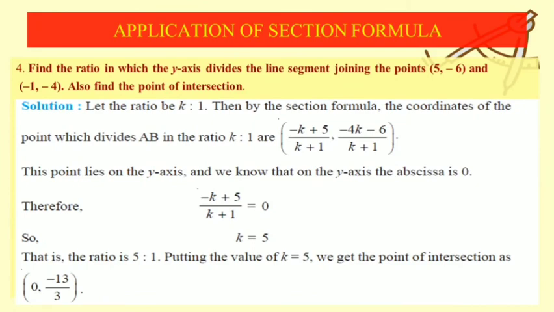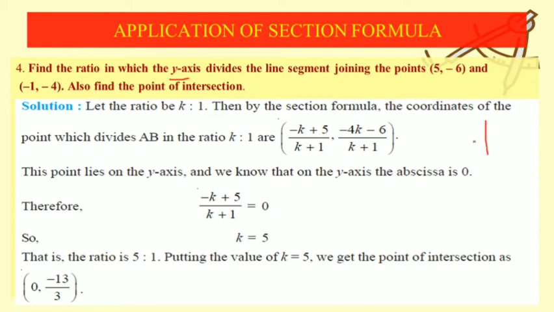Now the next question, a very good question and important from the examination point of view also. The question is: find the ratio in which the y-axis divides the line segment joining the points 5 comma minus 6 and minus 1 comma minus 4. Also find the point of intersection.